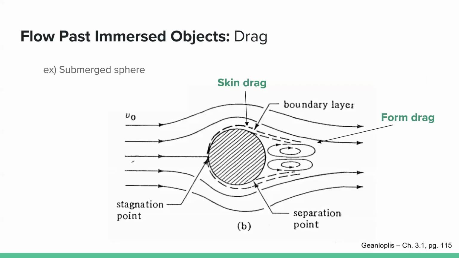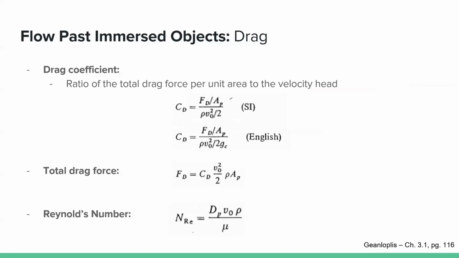This is an example of those two different types of drag on fluid flowing over a sphere. As you can see here, the skin drag is present within the boundary layer, and that's caused by shear stress. And then the form drag is at the end because the sphere is nonlinear.